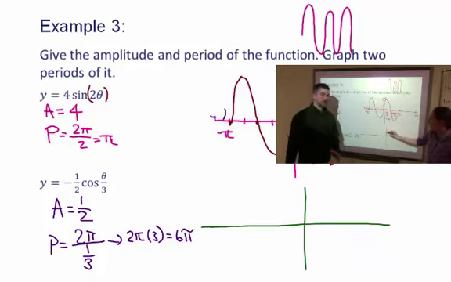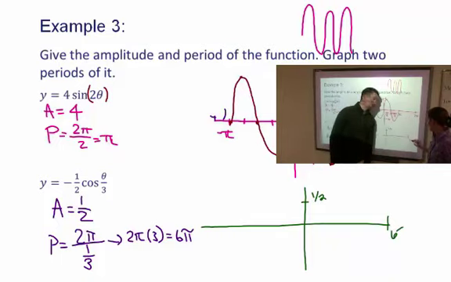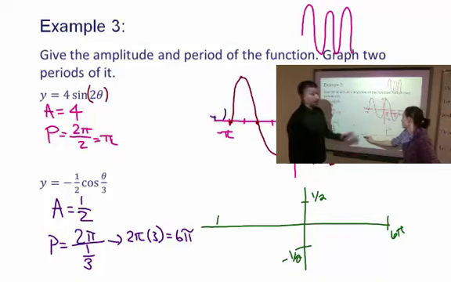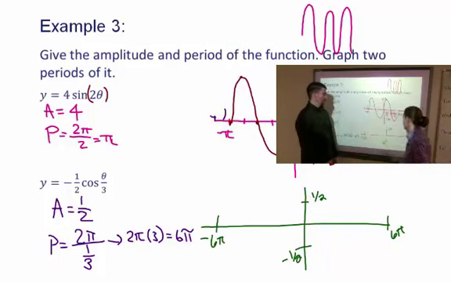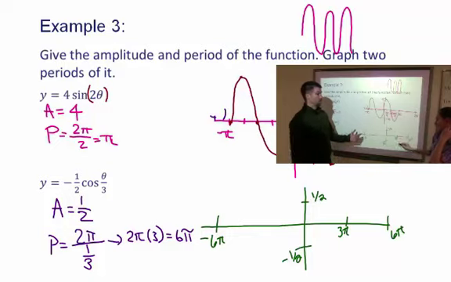Okay. So now instead of stopping at 2 pi or pi or something like that, we're going all the way out to 6 pi, and up and down only to 1/2. So now half of 6 pi, trick question, half of 6 is 3. Half of 3 pi is 3 pi over 2.